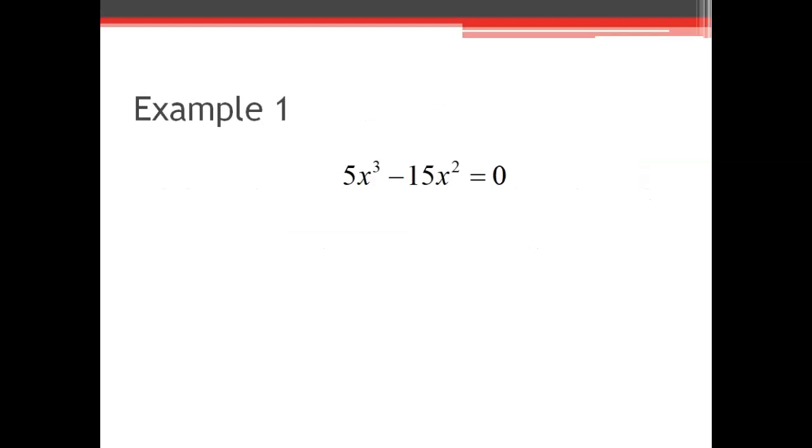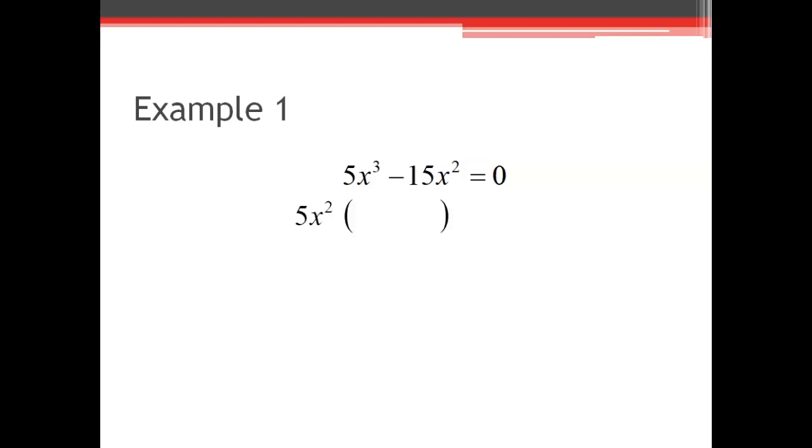All right, here's our first example. We have 5x cubed minus 15x squared equals 0. We're trying to solve by factoring out the GCF. So we have two terms here, 5x cubed and 15x squared. Between those two terms, we want to find the largest factor that will go evenly into both. In this case, they have a 5 in common and they have an x squared in common. So I'm going to write 5x squared out in front.